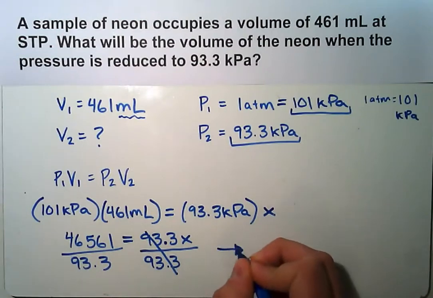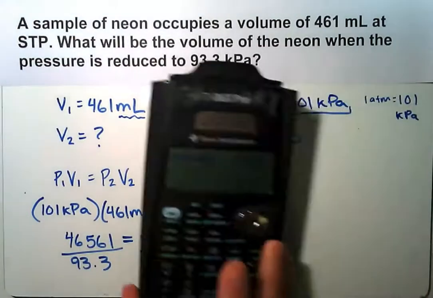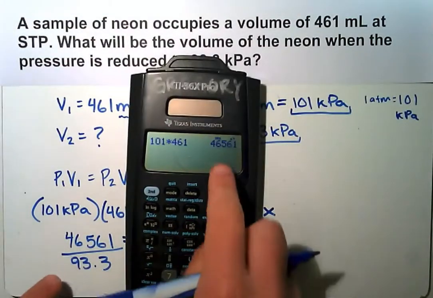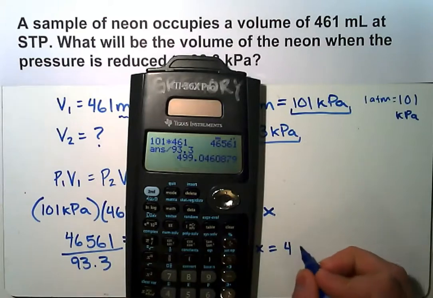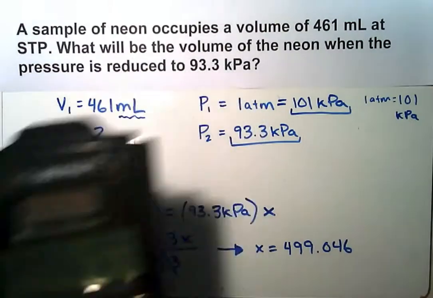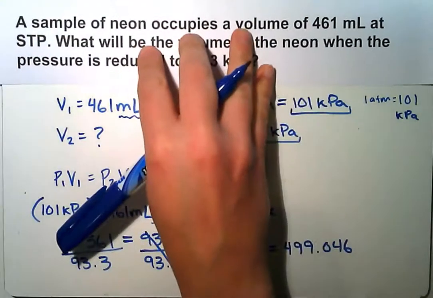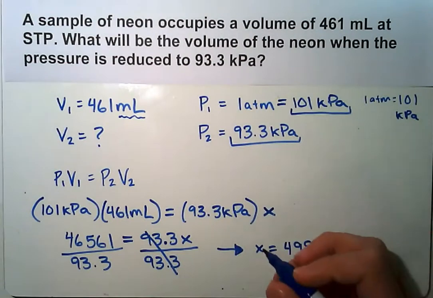I'm going to carry this over here. X equals, I'll plug this into my calculator, 46561 divided by 93.3, and I got 499.046. But of course, I need to look at my problem to determine how many significant figures my answer has.